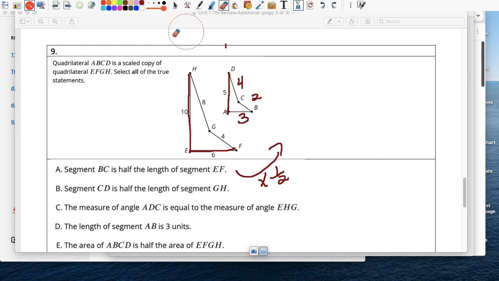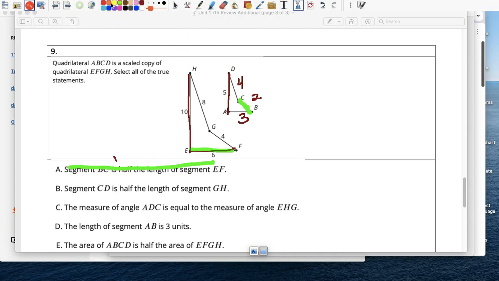Did they ask us to put the letters, the numbers? No. Will it help? I hope so. Let's look at segment BC. Segment BC is this guy here, and it says it's half of the length of EF. BC is 2 and EF is 6. Is 2 half of 6? No.